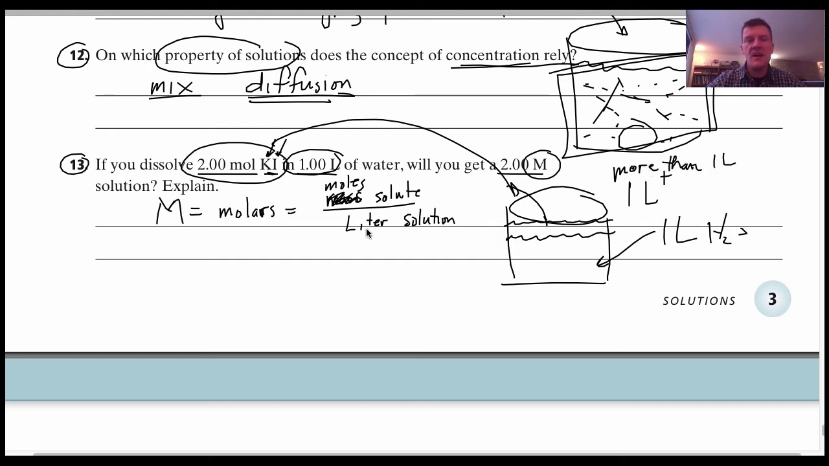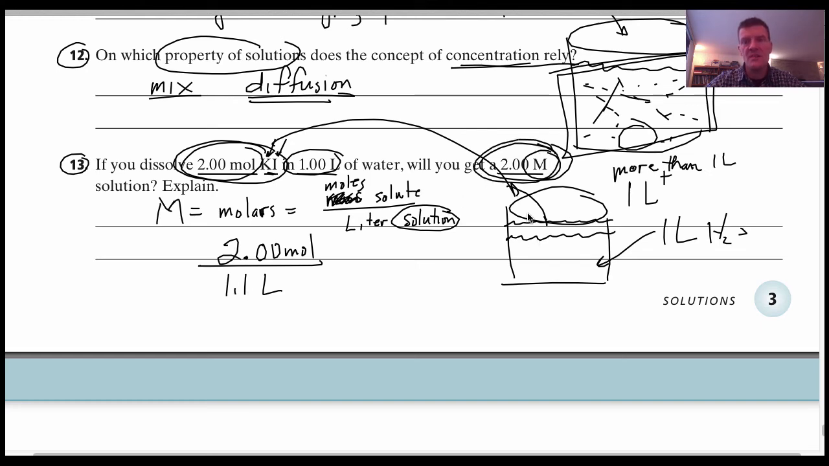So now if I put in 2 moles, now I have 2 moles, but my volume down here, my solution volume, is like 1.1 liters. Well, that's not going to be a 2 molar solution. 2 divided by 1.1 is going to be less than 2. This volume went up. It was a liter of water, but then I added the potassium iodide and the volume went up to make it more than a liter.